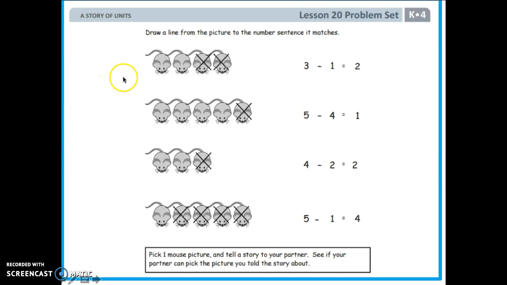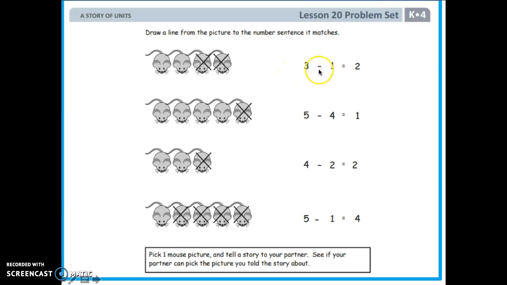So if you look in this row, you're going to see that there are 4 mice. 2 mice have been crossed off, and that leaves 2 mice left over. So I'm going to be looking for a number sentence that says 4, take away 2, leaves 2 left over. Let me see if I can look over here and find that.